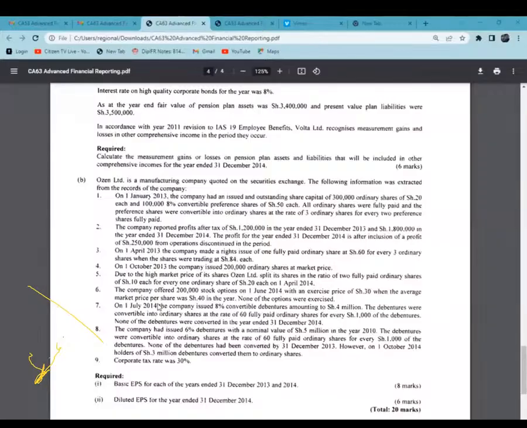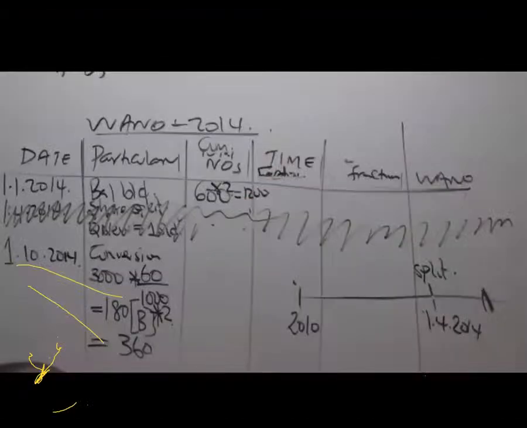No, because 1st July is after the split. You see, the split happened on 1st April 2014. So that is A, after. Ladies and gentlemen, listen to me very well.